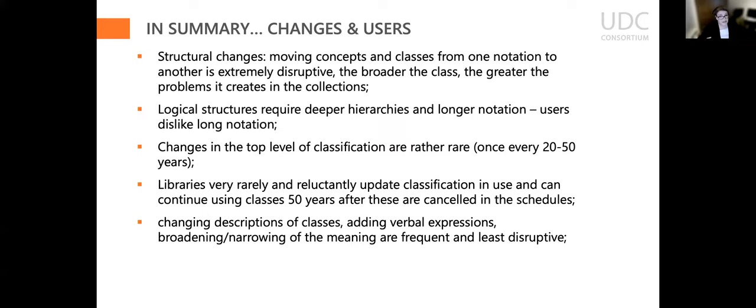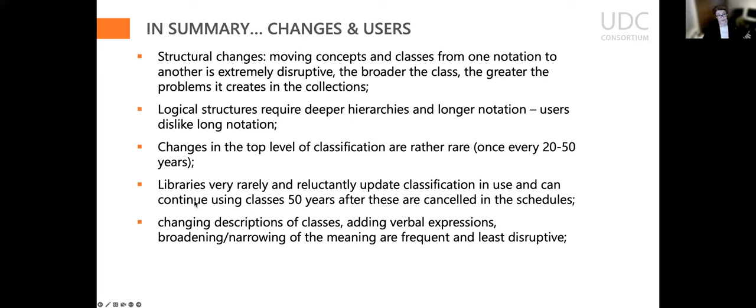The broader the class, the greater the problems it creates in the collection. This is why I was just showing you the tops, because these changes in the tops actually pull out hundreds of languages underneath and hundreds of literatures and hundreds of people that are supposed to be classed underneath. So this logical structure required a deeper hierarchy, which is absolutely hated by users. And this is obviously the reason why you push back and why Dewey doesn't make this change, and he still has this clear Western bias, because of this problem, that you are causing this disruption.